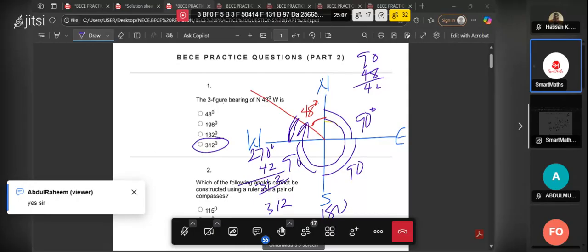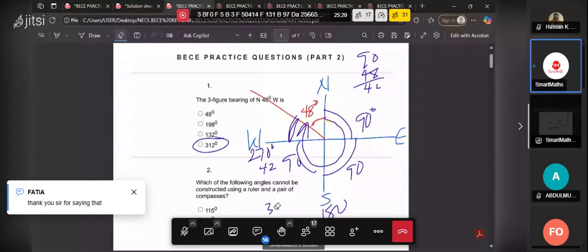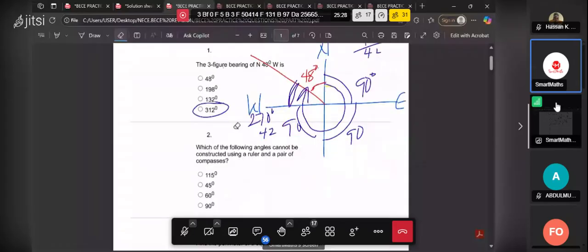All right, let's move to the next one. Okay, good. All right, question two. Which of the following angles cannot be constructed using a ruler and a pair of compasses?